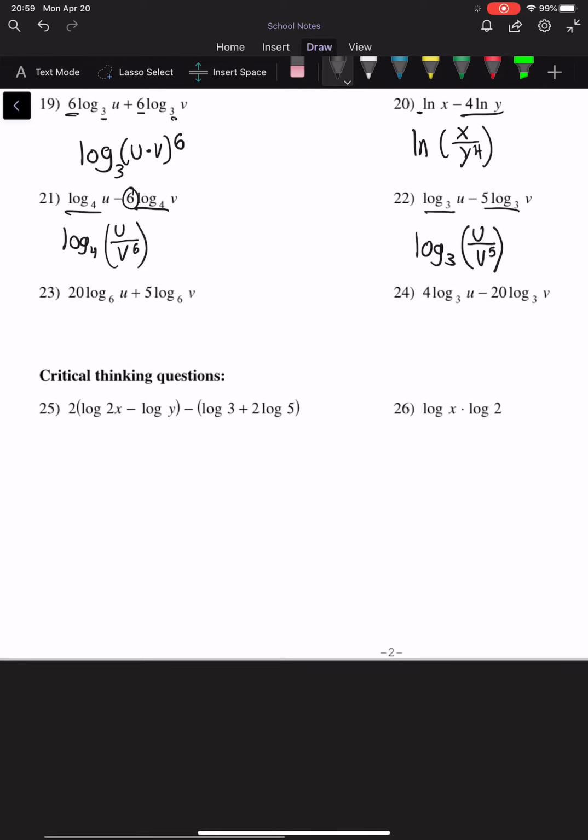And let's take a look at question number 23 now. So this time, again, we have log base 6 for both of them. However, now we have different exponents, but that's nothing to worry about. So let's write out log base 6. And we're going to have u. So I'm going to do double parentheses just to keep this a little bit more organized. U is going to be raised to the 20th power. And we're going to multiply that by v, which is raised to the 5th power. And we'll close our parentheses.